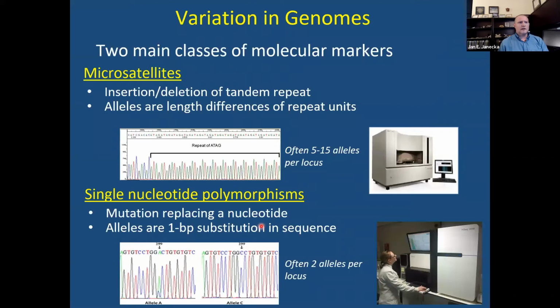And so I want to highlight first, there are two main kinds of molecular markers that people use for population genetics, right? The first is microsatellites. Microsatellites are simple tandem repeats. There's a sequence of a microsatellite depicted here. In this case, it's a repeat of ATAG.